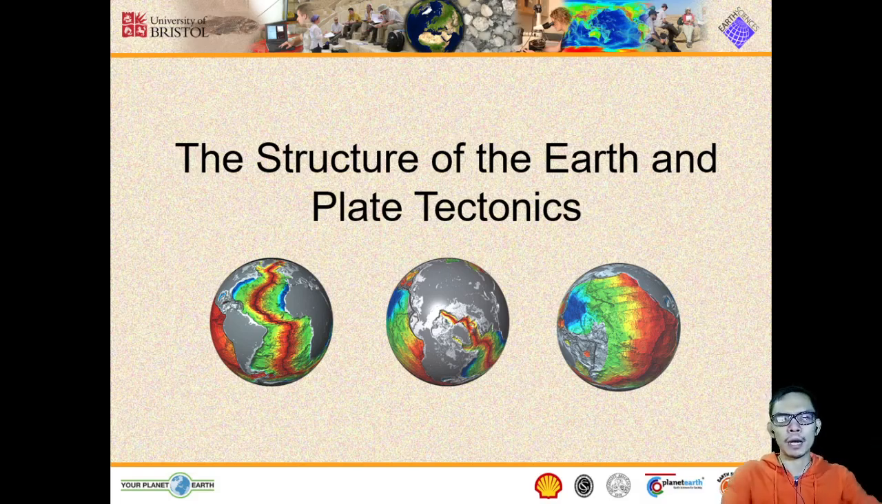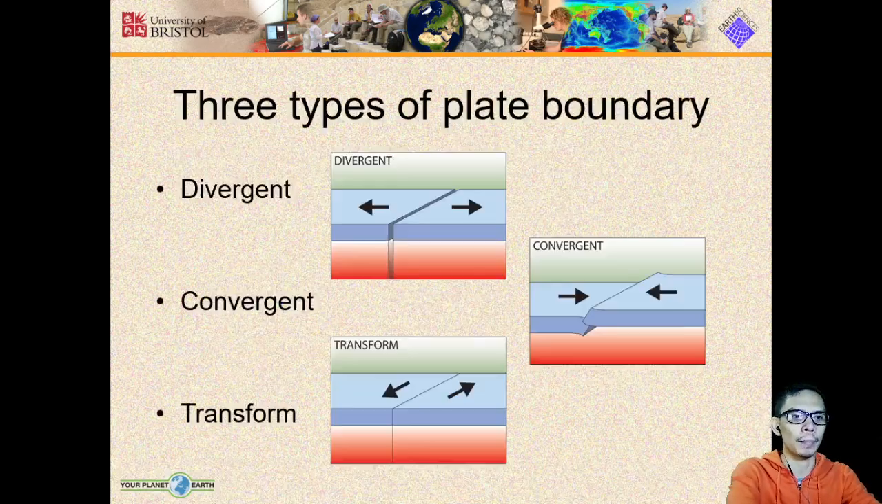So what are these three plate boundaries that we are talking about? The first one is called the divergent, the second one is called the convergent, and the third one is called the transform plate boundary. As you can see in this picture, there are differences in their movement. The divergent plates are moving away from each other, the convergent plates are moving towards each other, and the transform plates are sliding past each other.